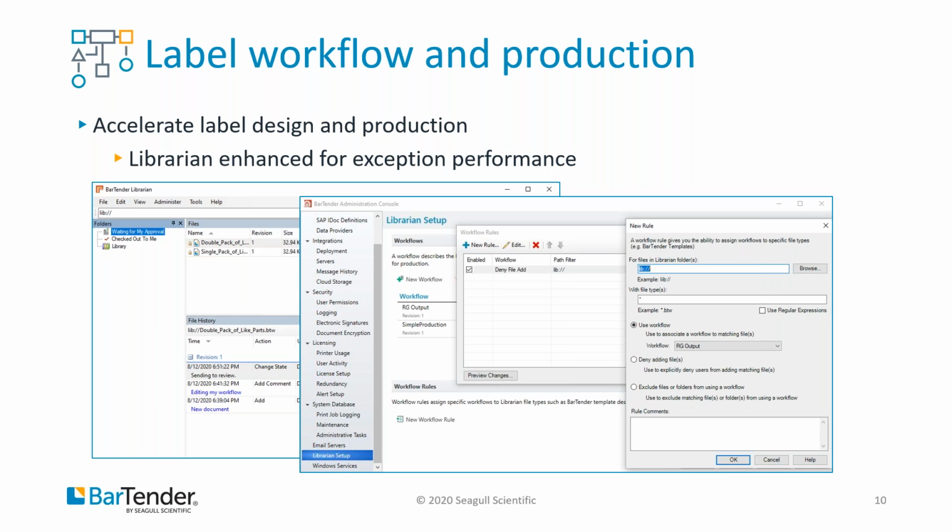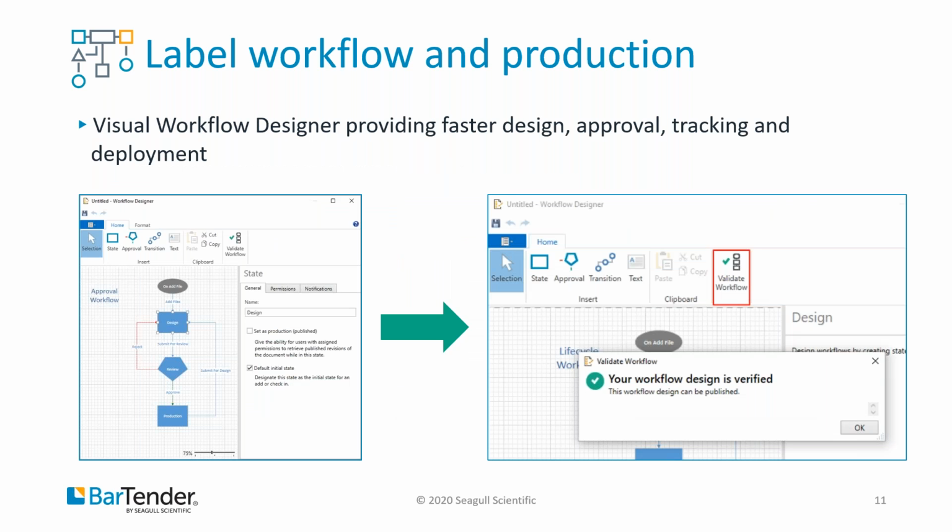Many of our customers have found that a label-specific document management system really helps with increased label quality and allows their teams to work more efficiently and accurately together. For BarTender 2021, performance has also been significantly improved. And Librarian now works with our new workflow designer. It's accessed in the administration console and used to build workflows that run in Librarian.